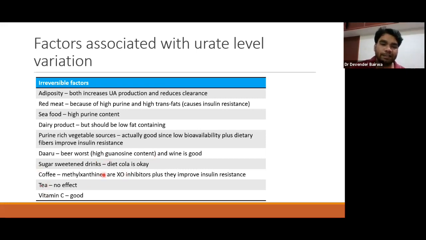Coffee contains methylxanthines, and we know methylxanthines are natural inhibitors of the xanthine oxidase enzyme. So coffee is beneficial. Also, coffee improves insulin resistance. So coffee is good in hyperuricemia. Tea has been found to have no effect, so we don't know whether tea will increase or decrease it. So tea is also safe. And vitamin C is good. Vitamin C is one of the drugs which is used as a uricosuric.